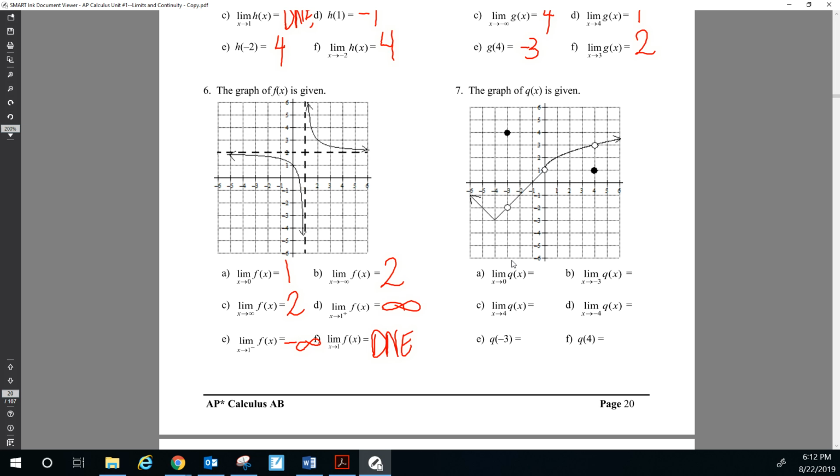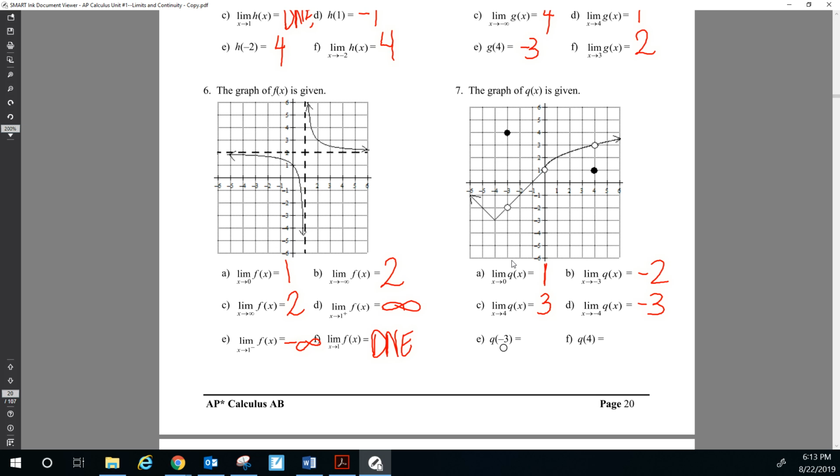As we approach 0 from either side, we're getting closer and closer to 1. As we approach negative 3 from either side, we're getting closer and closer to negative 2. As we approach 4 from both sides, we're getting closer and closer to 3. As we approach negative 4 from both sides, we're getting closer and closer to negative 3.